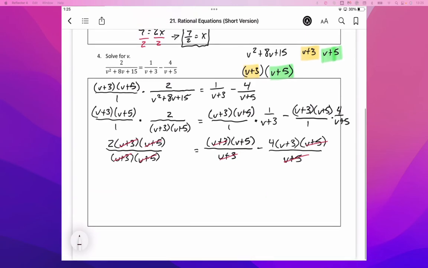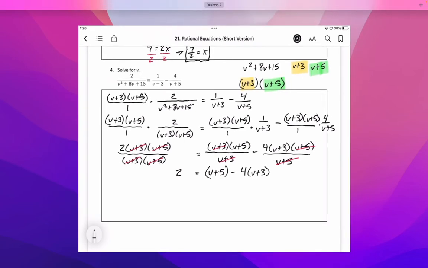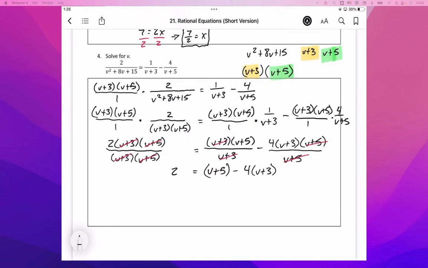They're all v's. And so now on the left side, we have 2 is equal to v plus 5 minus 4 times v plus 3. Just going to look at my previous work and make sure I'm agreeing with myself here. It looks like that way. So now we can simplify the right side. The fractions are gone. The reason the fractions are gone again is because we multiplied everything by a common denominator.